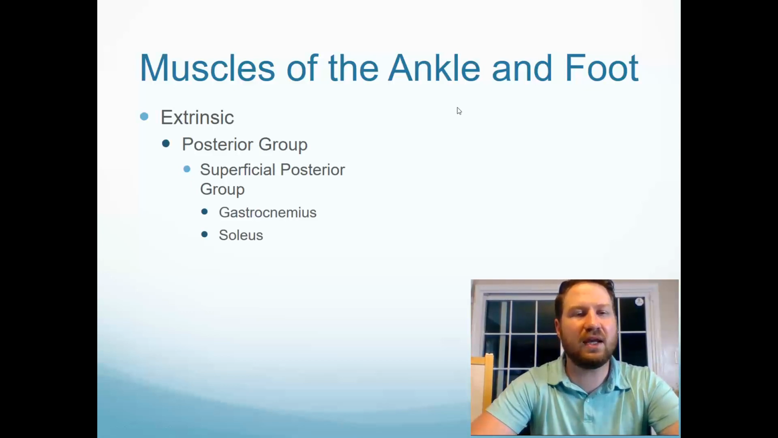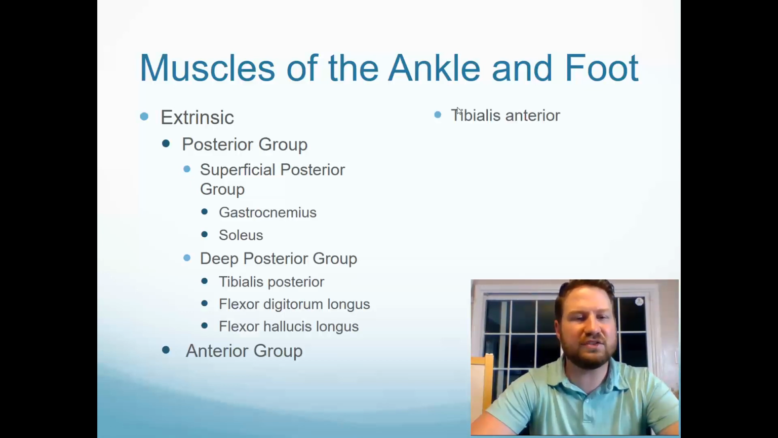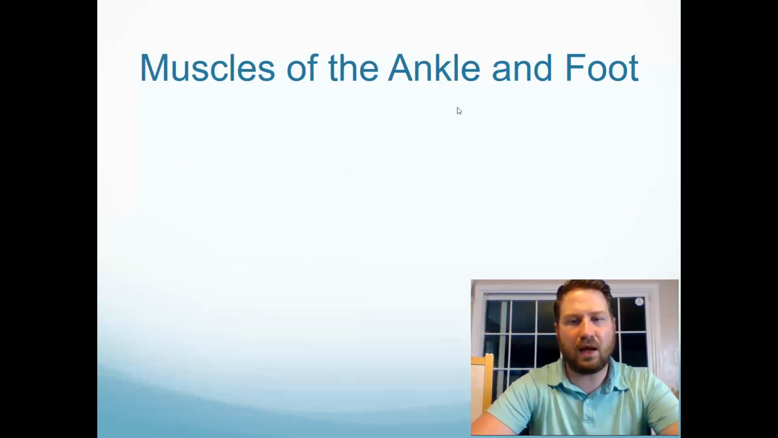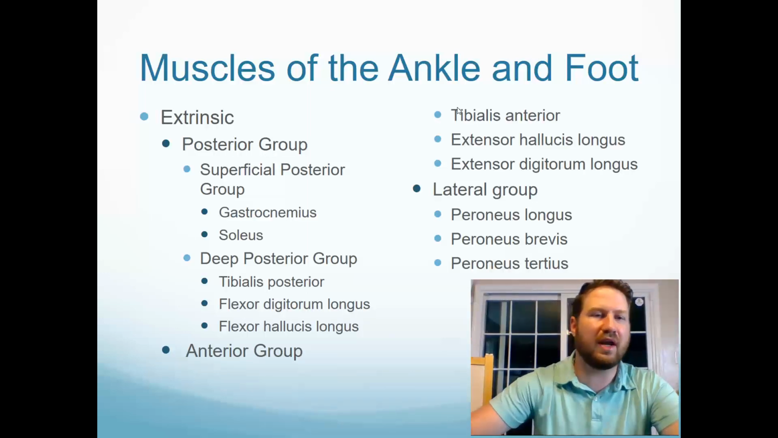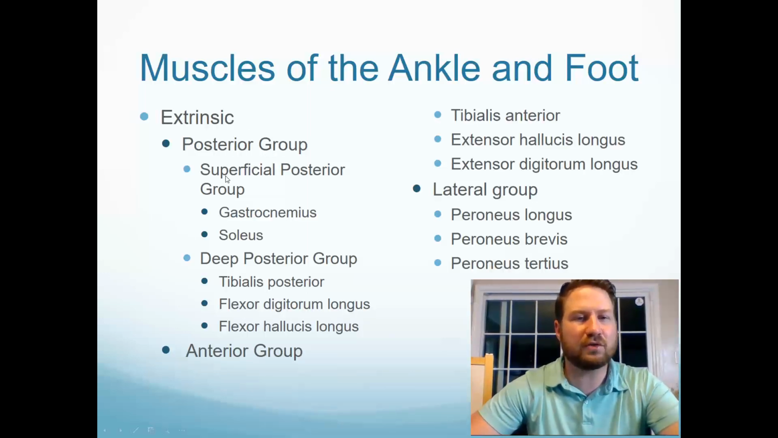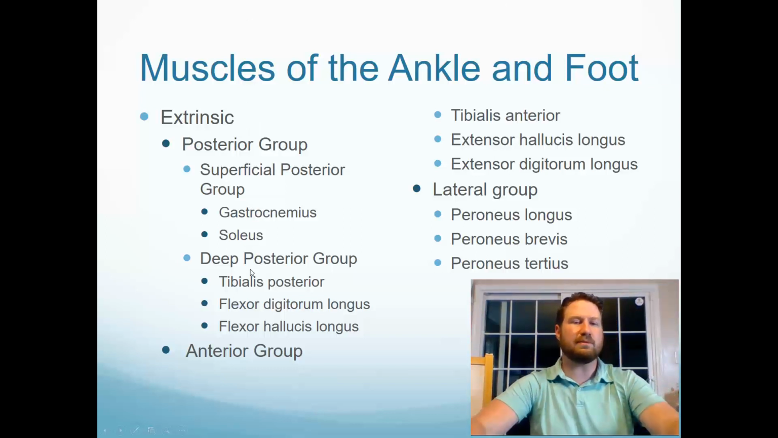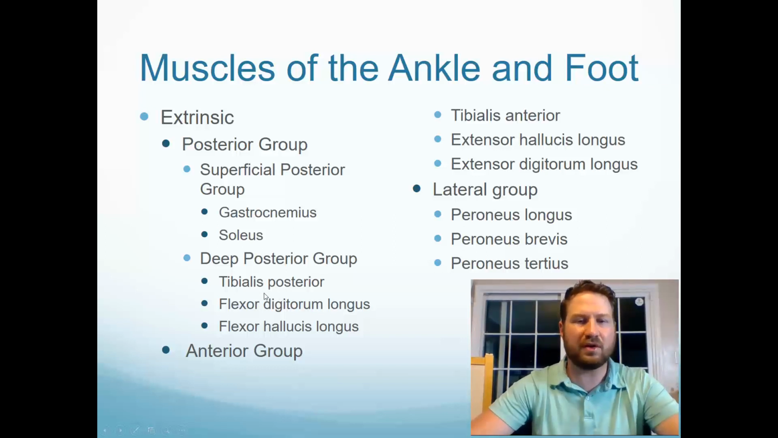So just like with the hand, okay, we have our extrinsic and our intrinsic. Okay, so our extrinsic, we have our posterior group, or posterior superficial, our gastroc and soleus. Okay? Underneath those, or deep to those, we have our tibialis posterior. I say posterior tib, that's how I learned it. Our flexor digitorum longus, and our flexor hallucis longus. Okay? Arrow, arrow, Tom, Dick, and Harry.